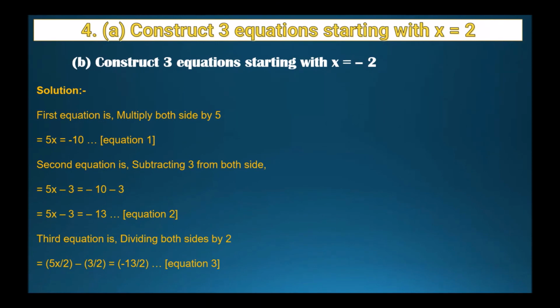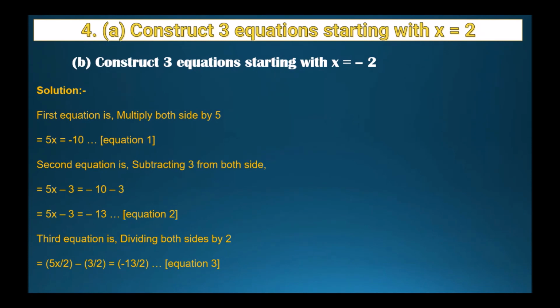Now we have to construct three equations starting with x equals minus 2. First equation is we will multiply both sides by 5. So 5x equals minus 10. Second equation is subtracting 3 from both sides. So 5x minus 3 equals minus 10 minus 3. So 5x minus 3 equals minus 13.